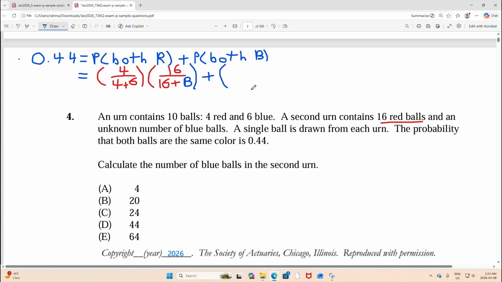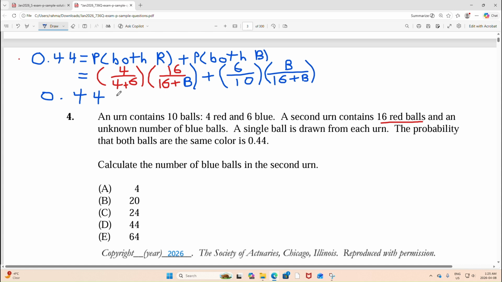And now the probability that both are blue is going to be 6 over 10 multiplied by the number of blue balls in the second urn over, again, the 16 plus b. And then it's just a matter of solving this equation for b. So we get 0.44.